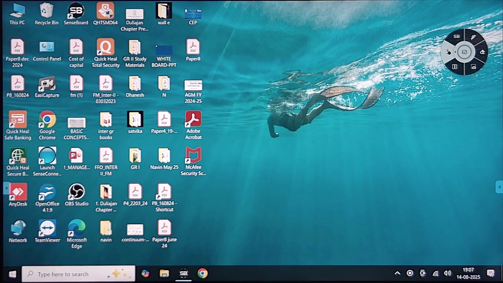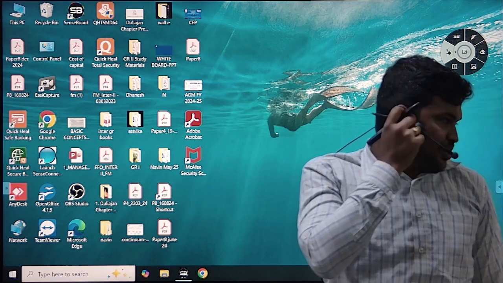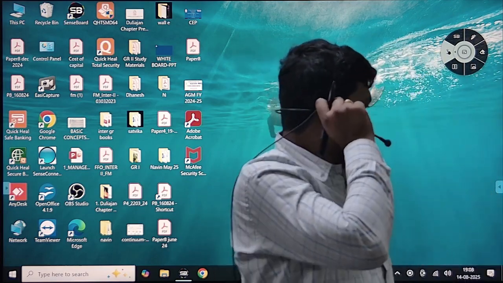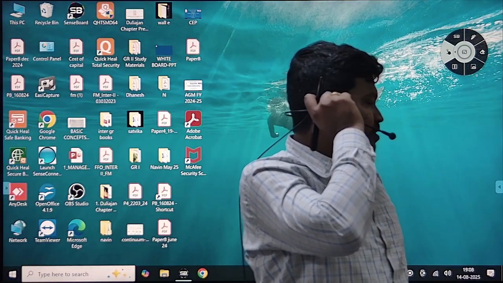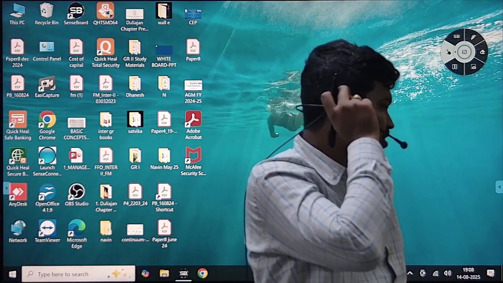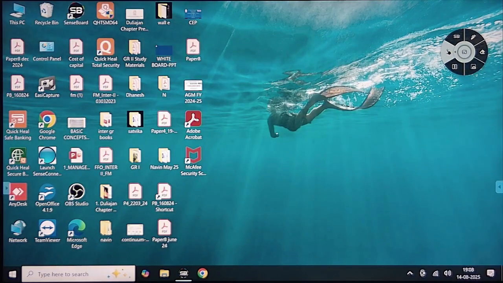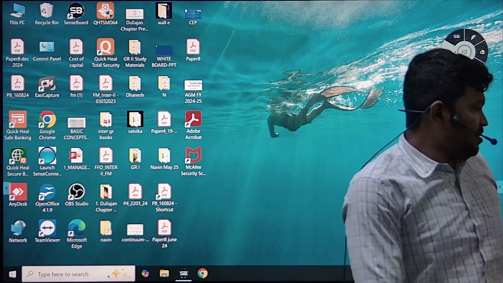So, Bishwajit sir, is LLP a type of company or not? Yeah, LLP is nothing but limited liability partnership. It combines the features of both the partnership and a company. We have LLP in a particular chapter in Group One.